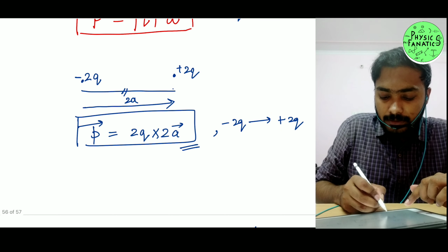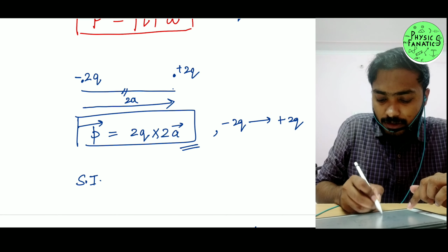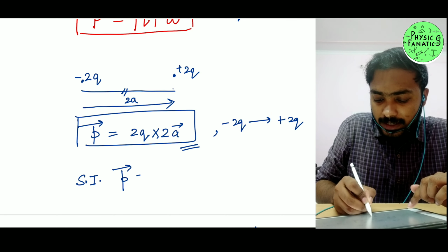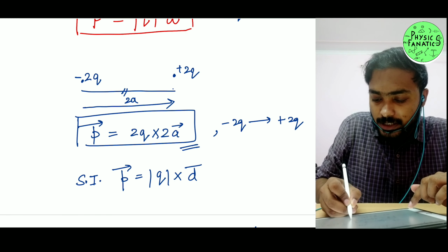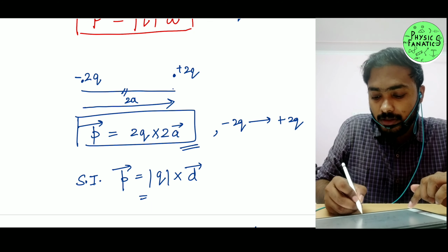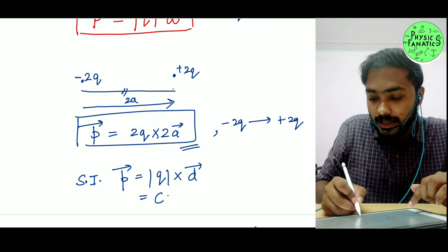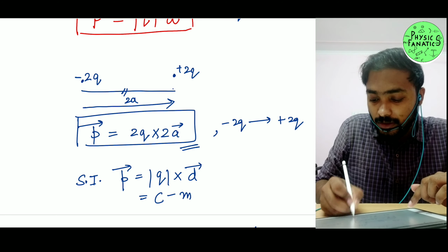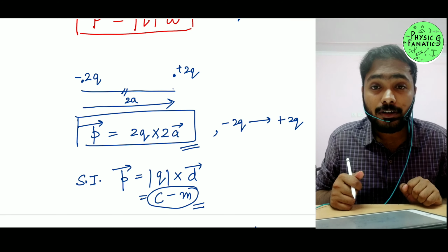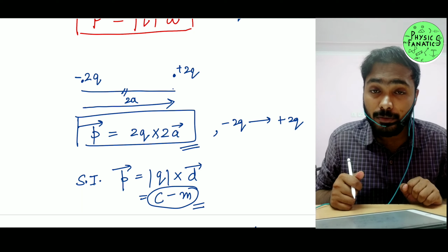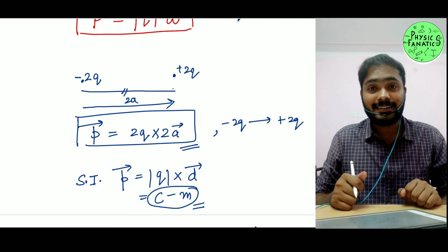Also, it's pretty simple. If somebody asks you what is the SI unit of dipole moment, it is given as the magnitude of one of the charges multiplied by the displacement vector, right? So the magnitude has unit coulomb, and displacement has unit of meter, right? Coulomb meter is the SI unit of your electric dipole moment, right? I hope that is understandable.